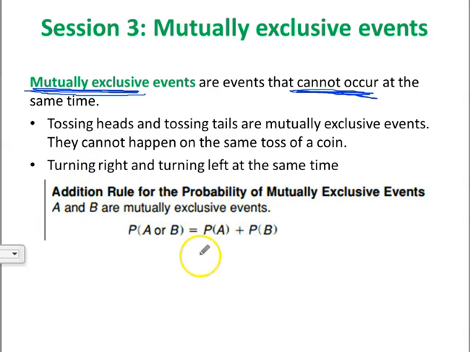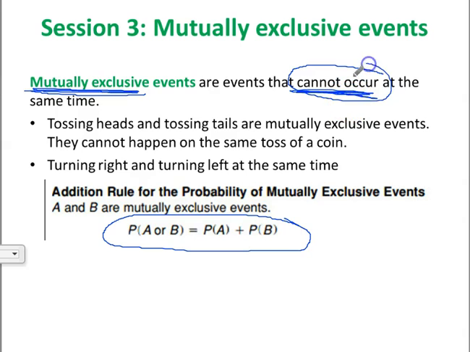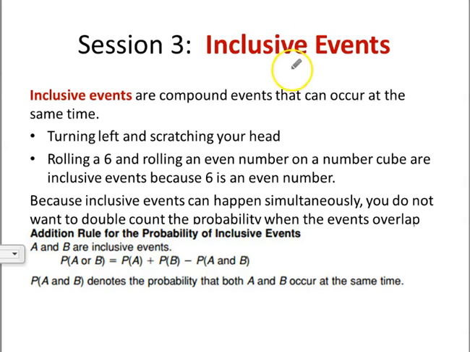And the formula, if you will call it a formula, to find the probability of a mutually exclusive event is right here. So finding event A or B occurring, you first take the probability of event A and add it to the probability of event B. And remember, mutually exclusive is when things cannot occur at the same time. We use that formula. Inclusive events are events that can occur at the same time.